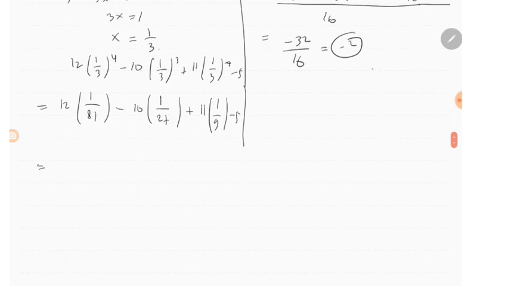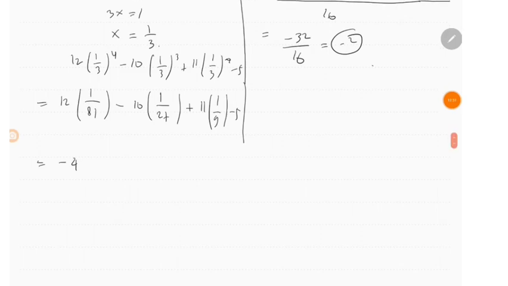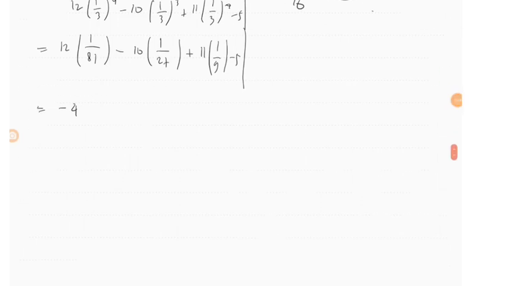So I have 12 over 81 minus 10 over 27 plus 11 over 9 minus 5. We have negative 4. So the answer is negative 4. Okay, now that one for C.